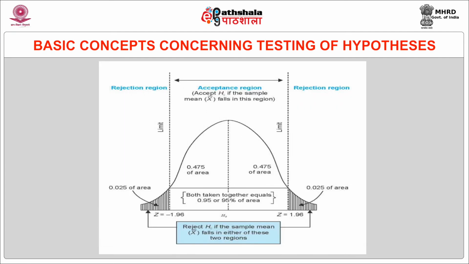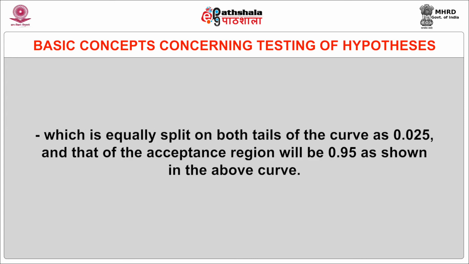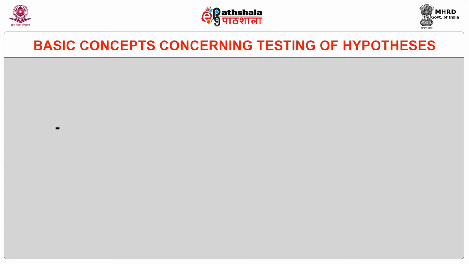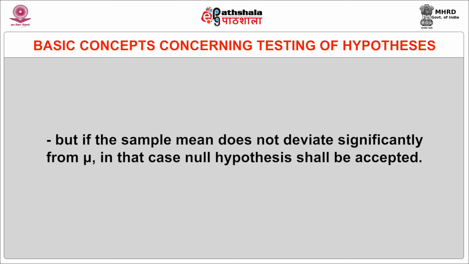The acceptance and rejection regions in the case of a two-tailed test with 5% significance level are presented here in the diagram. If the significance level is decided at 5% and the two-tailed test is to be used, the probability of the rejection area will be 0.05, which is equally split on both tails of the curve as 0.025, and that of the acceptance region will be 0.95, as shown in the curve. If we take mu equal to 100 and our sample mean deviates significantly from 100 in either of the two directions, then the null hypothesis should be rejected. But if the sample mean does not deviate significantly from mu, in that case the null hypothesis shall be accepted.